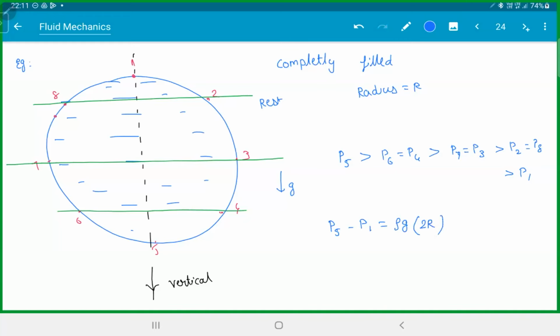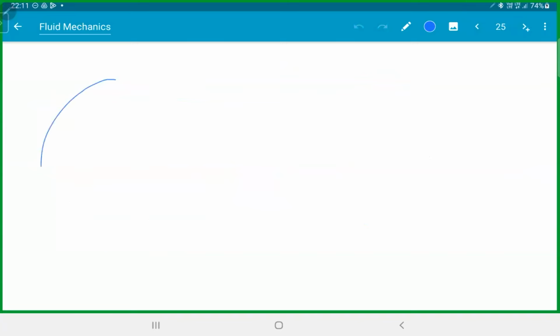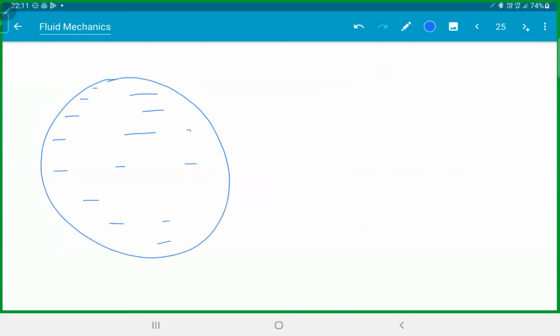Logic sums mein? Now look at this is not the actual question. Suppose the same question, completely filled. This is 1, 2, 3, 4, 5, 6, 7, and 8. This time the container is accelerating with A is equal to G. Gravity is also there. Now can you tell me which will have the highest pressure?